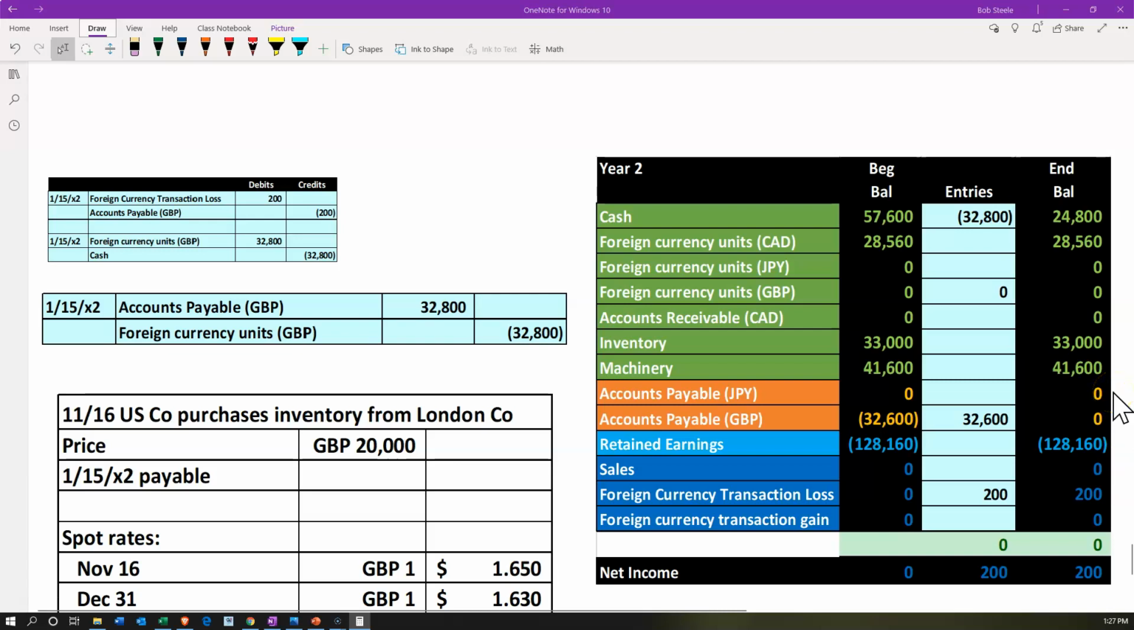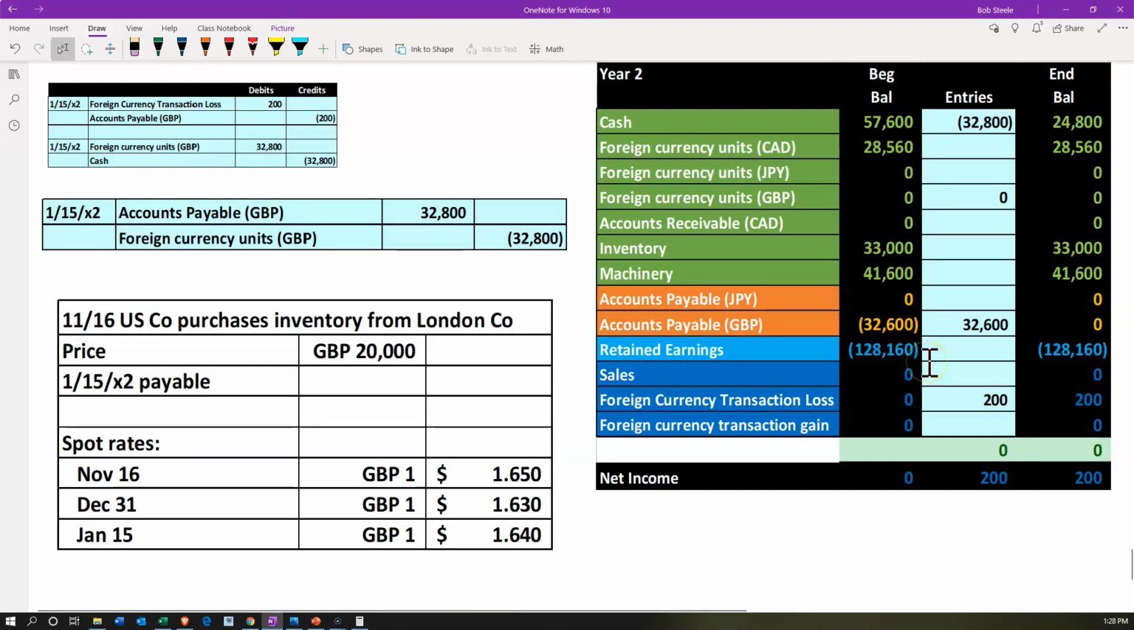The accounts payable for the yen has been paid off, as well as the accounts payable for the pounds. Retained earnings, which I believe was originally 100,000, but the prior period transactions rolled into it, and then the current period gains and losses are recorded in the income statement as well.